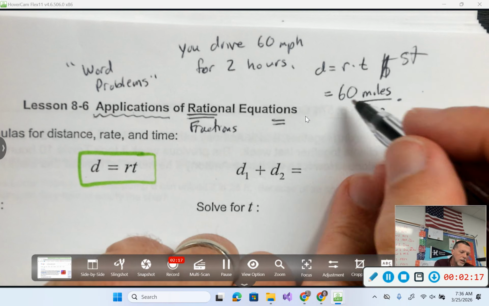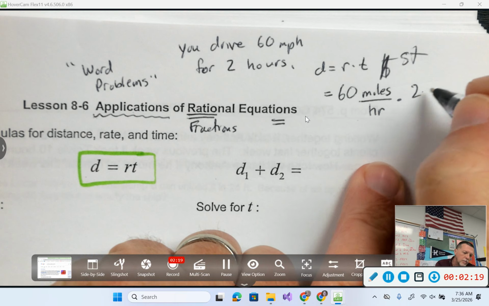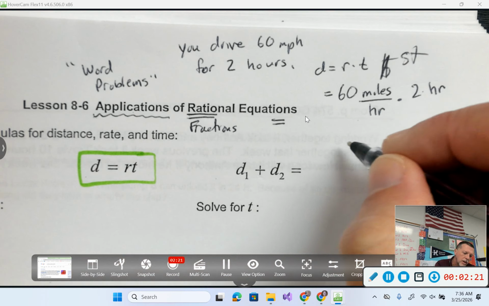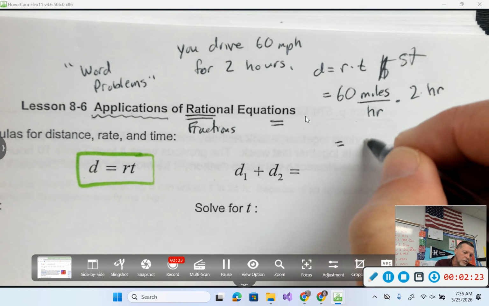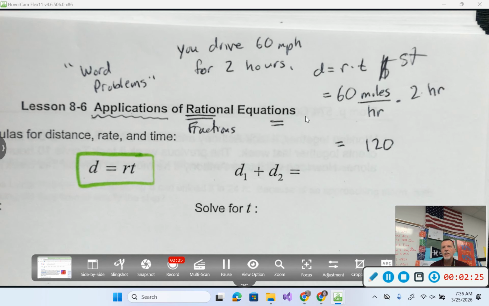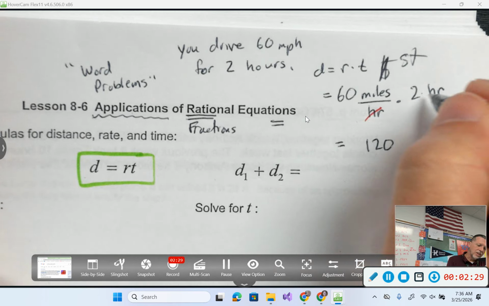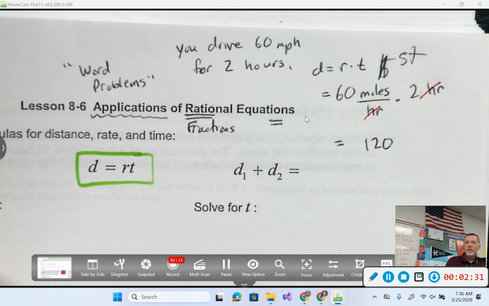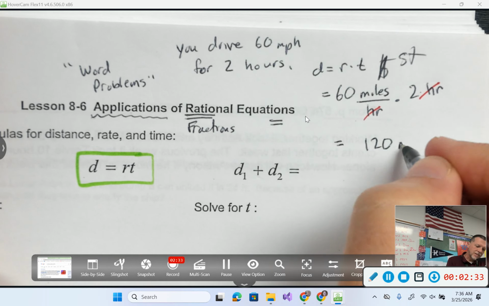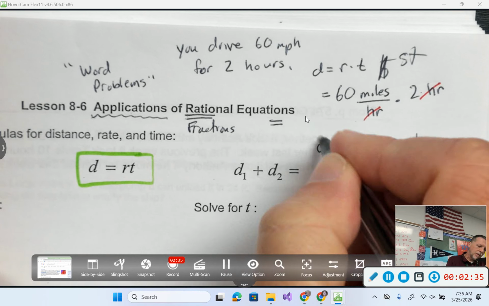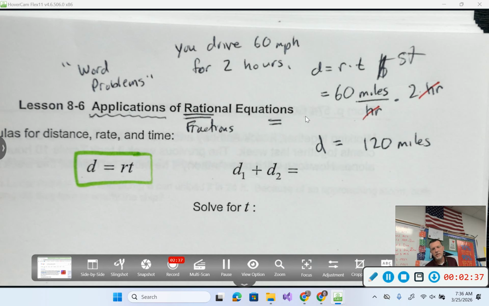So 60 miles per hour times 2 hours. Well, 60 times 2 is 120. That part's easy. What happens to the hours? They cancel. And so what units am I left with? Miles. And so my distance would be 120 miles. So distance equals rate times time. If you go 60 miles an hour for 2 hours, you've traveled 120 miles.